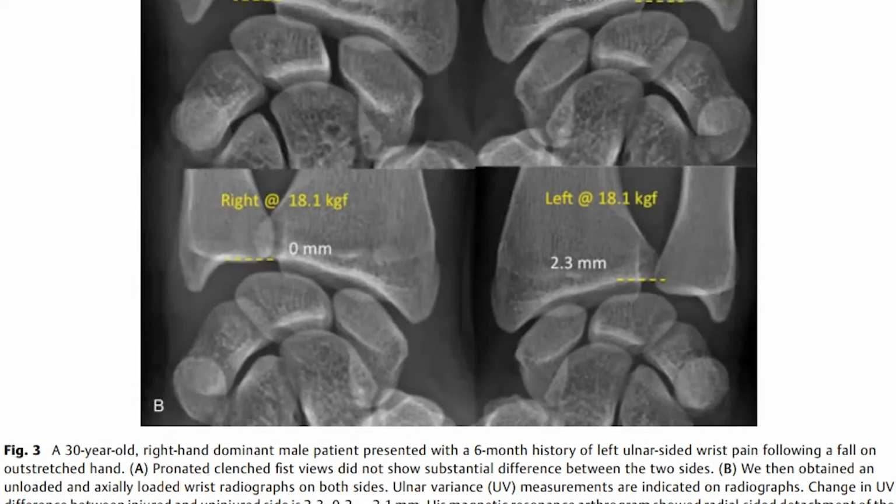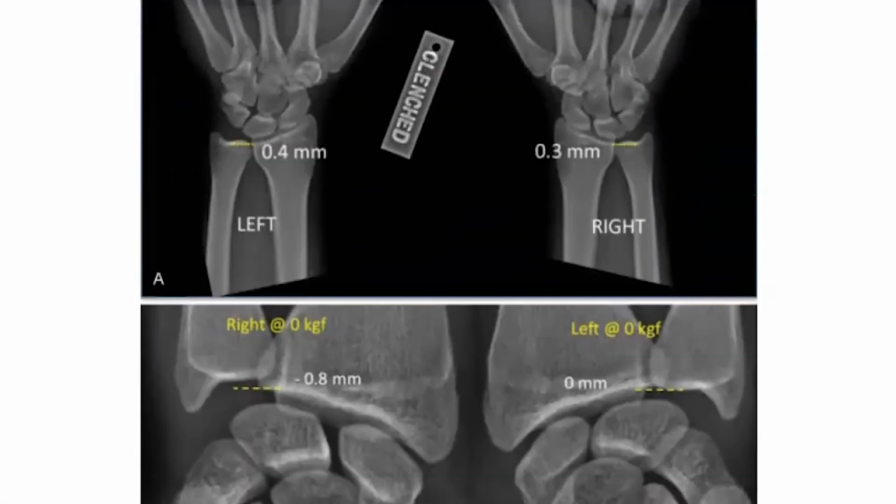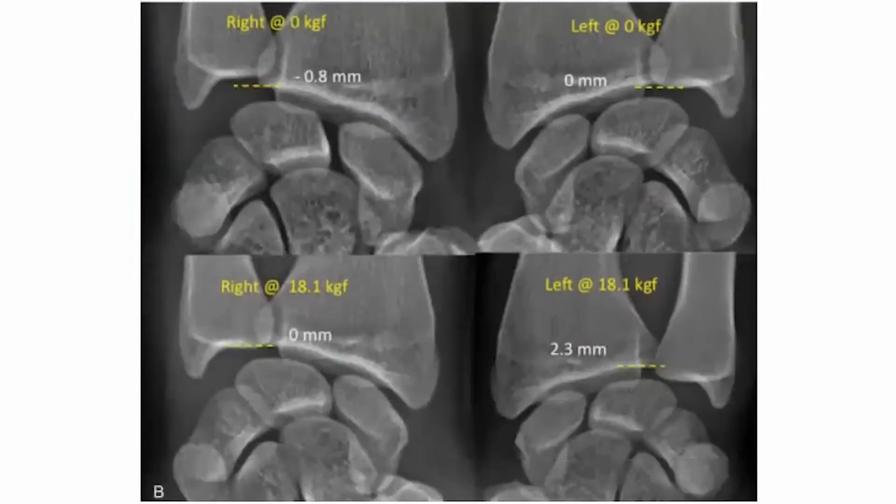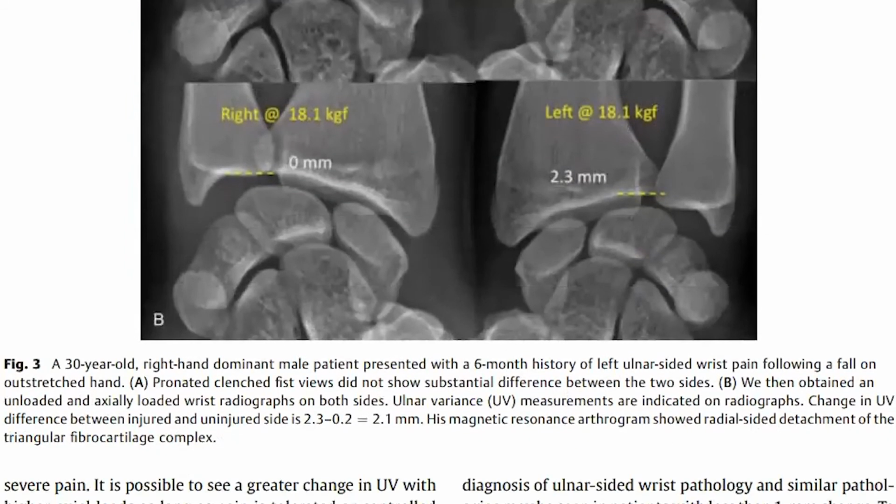What I love about this is there's a lot of missing information, but it shows an ulnar variance. It shows a significant change in ulnar variance with load. A real big change. Like you go back up and you see on the right 0.8, on the left 0, and then go down, and then you see 0 and then 2.3. And so the 2.3 is significant. That's a significant tear.